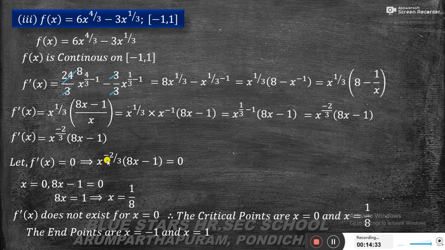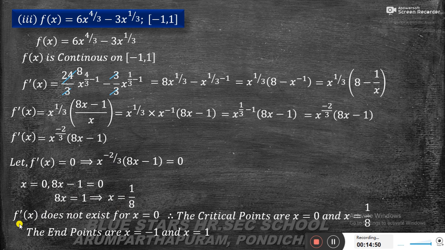First factor is x power minus 2 by 3. Second factor is 8x minus 1. So now each factor equal to 0. So x power minus 2 by 3 equal to 0 means x equal to 0. 8x minus 1 equal to 0 means 8x equal to 1, x equal to 1 by 8.